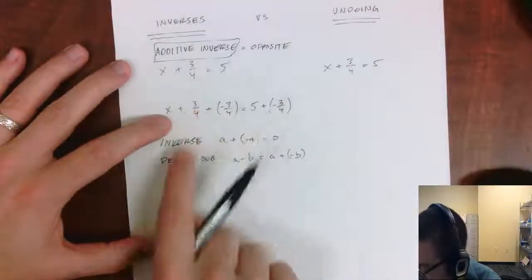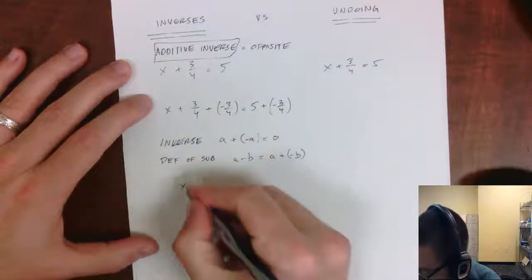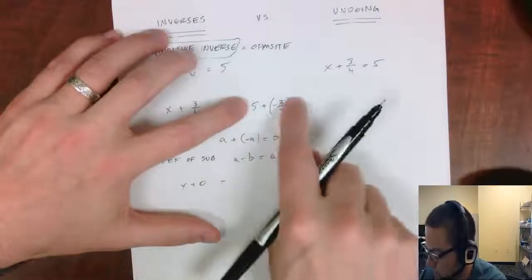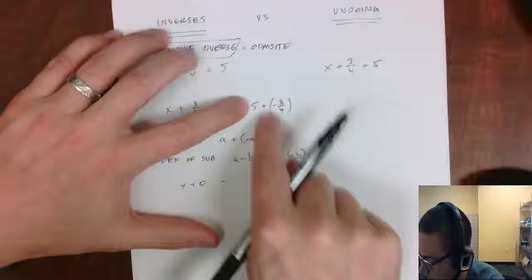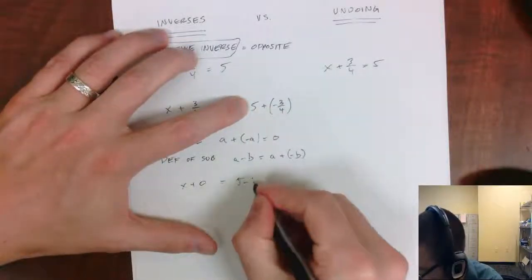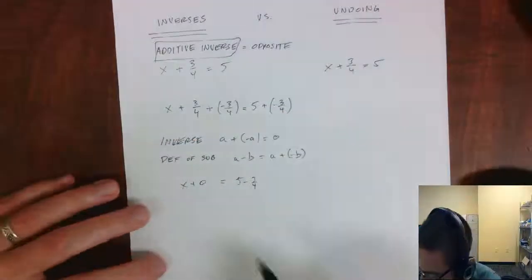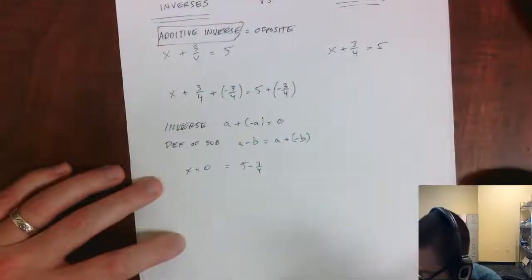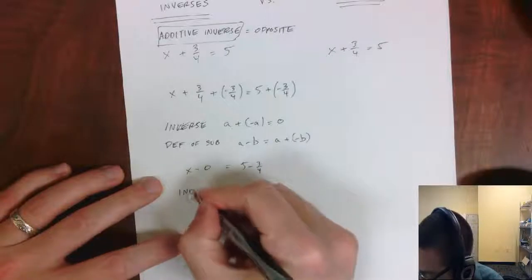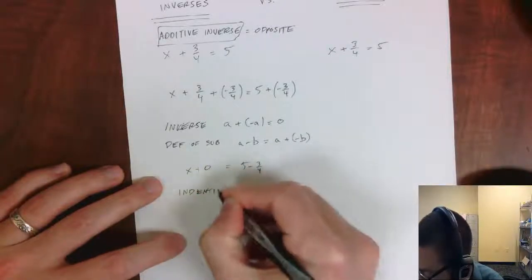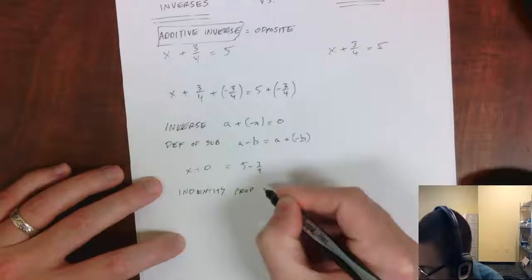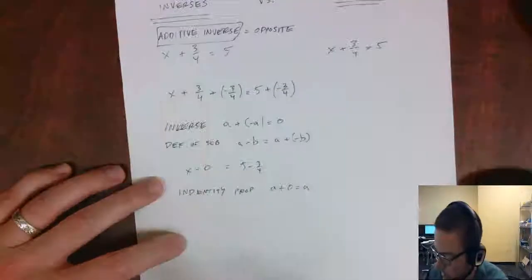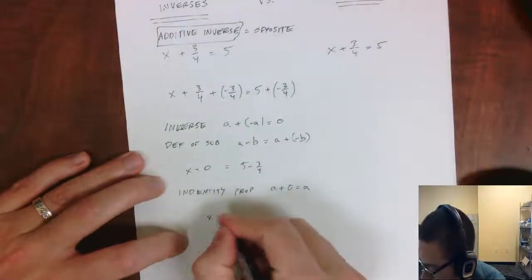So this plus its opposite, that has to be equal to 0, so x plus 0 is equal to, and then 5 plus the opposite of 3/4 is the same as 5 minus 3/4. Okay, and then we have another property here. This is the identity property, and that says that any number plus 0 is equal to the number. All right, so this is equal to just x.